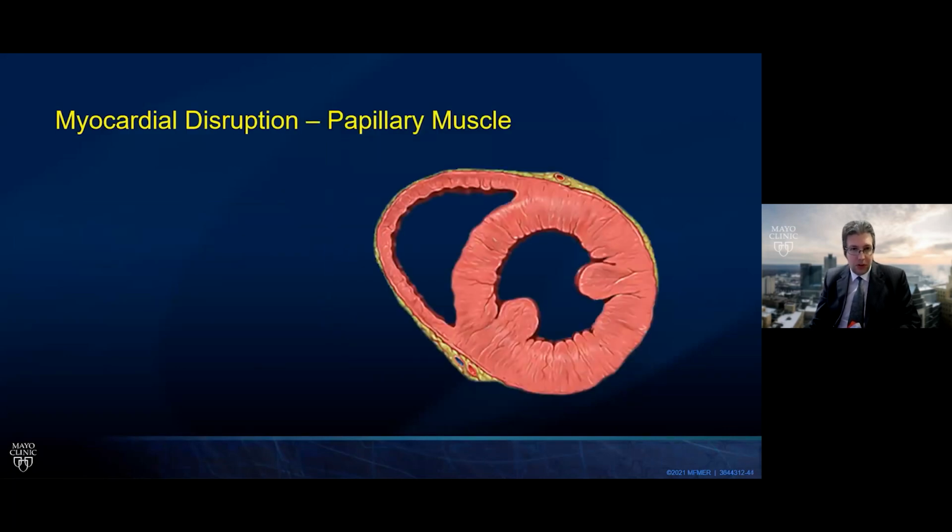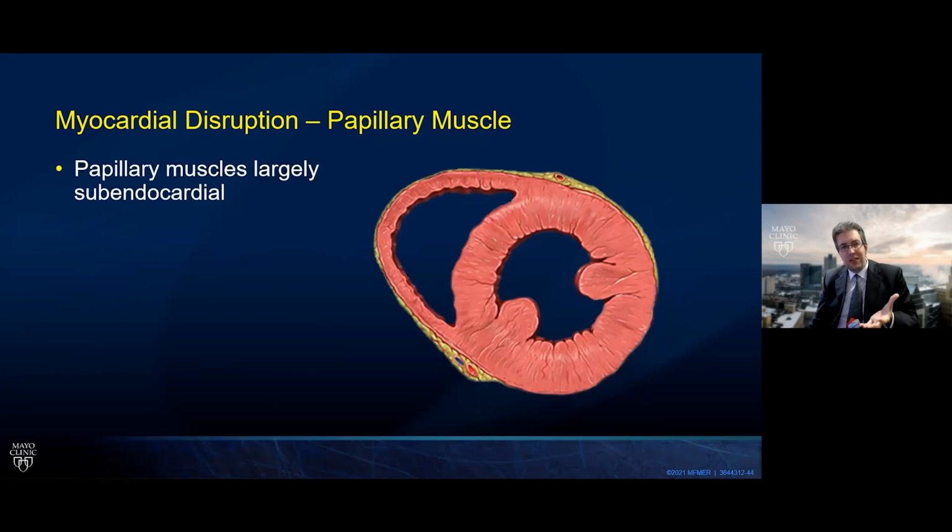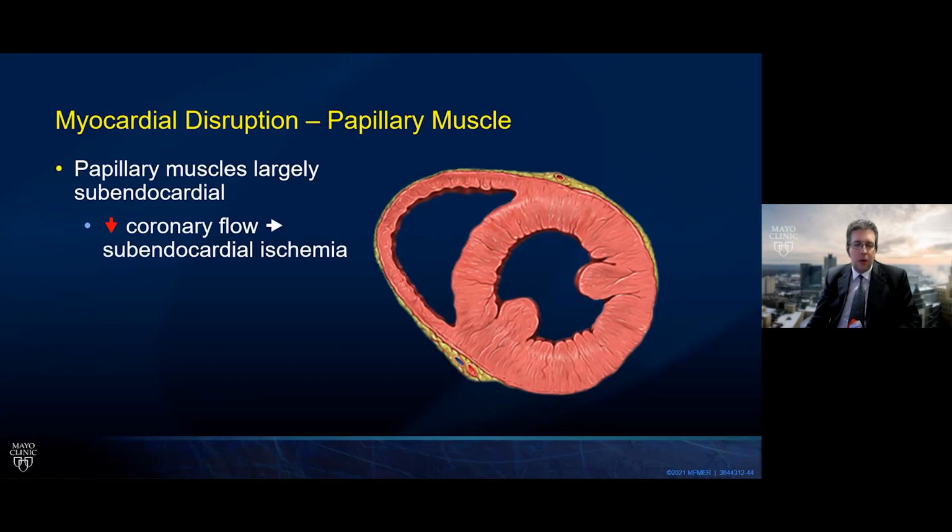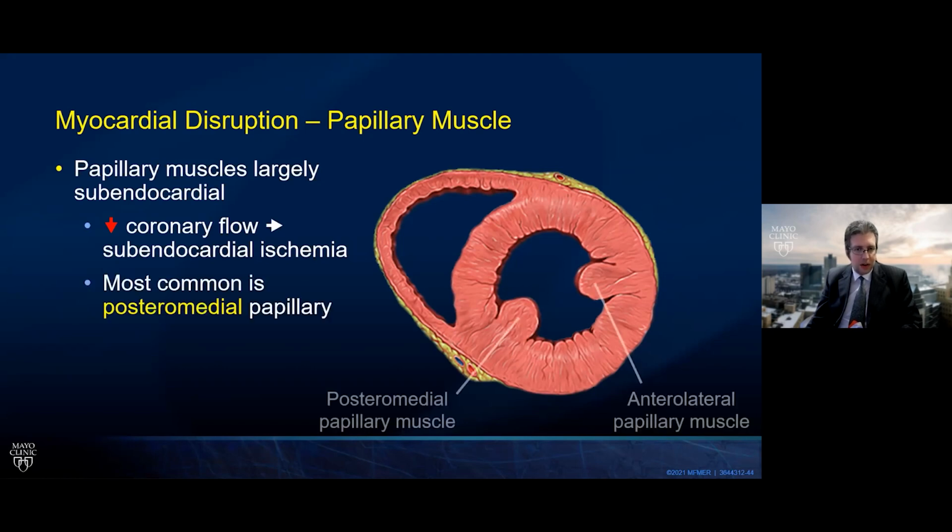Papillary muscle rupture is important to know because the papillary muscles are a subendocardial structure. And unlike many of the rupture complications that we'll talk about that only occur in the setting of transmural infarct, papillary muscle rupture can occur with transmural infarct, STEMI, or actually in the setting of NSTEMI, subendocardial ischemia. We tend to lose flow to the subendocardium first. So this is an area frequently affected by myocardial infarction.